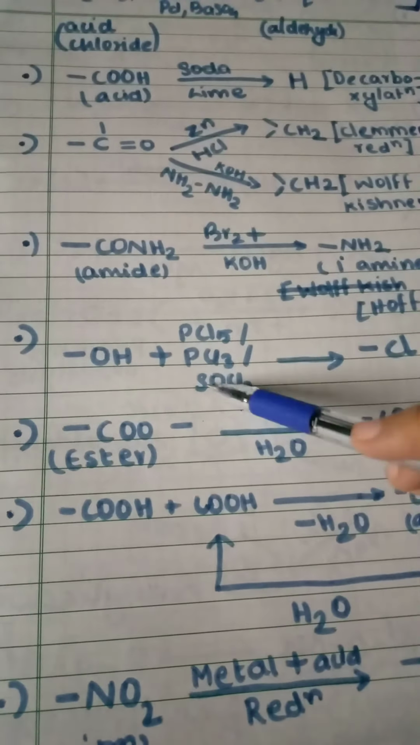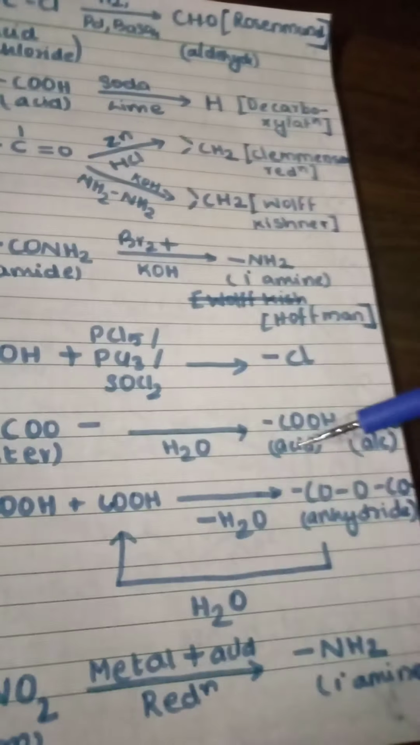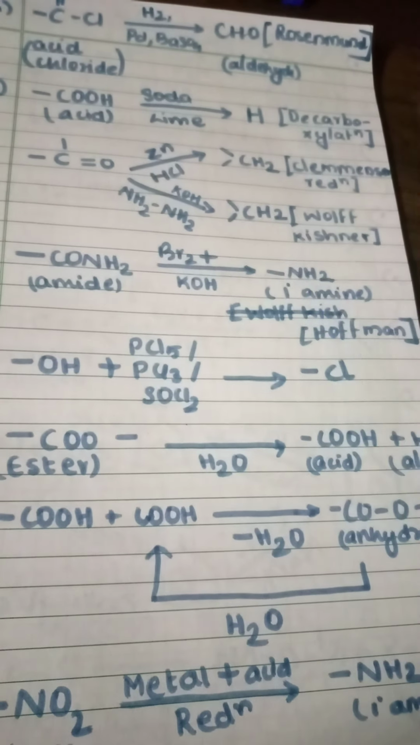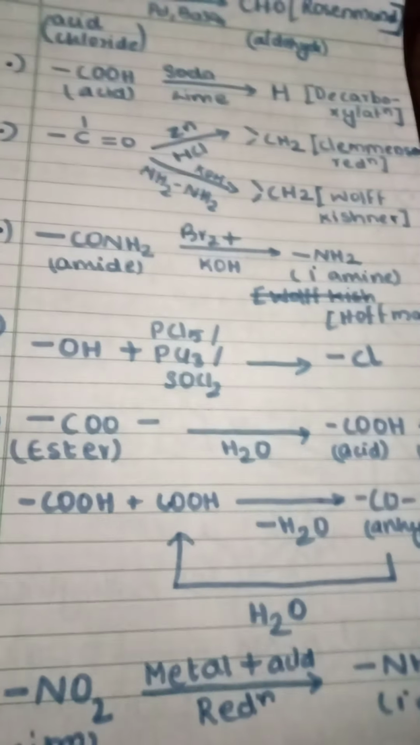Then this is ester. Ester on hydrolysis will give me acid and alcohol. Okay, we can study one more reaction. Acid plus alcohol gives ester. We have studied it. The reverse of that is the only difference.